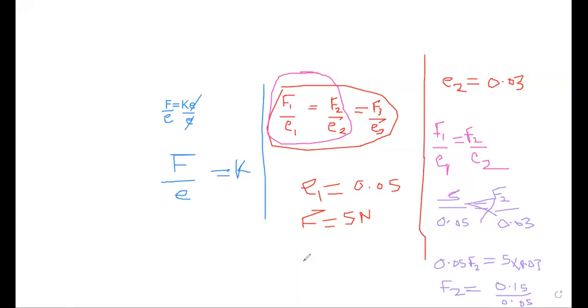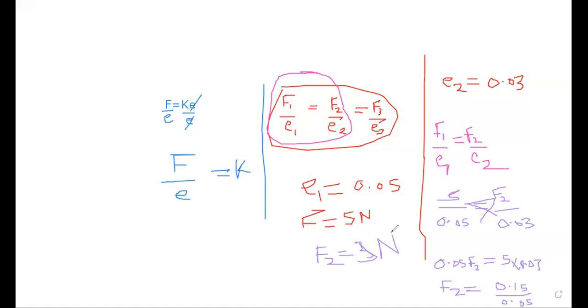Thank you, Jolene. Now I'm seeing someone in the chat asking me, where is the 0.03 coming from? I thought you people copied the questions properly. We had the question, it was one question, we copied it, and so our answer here, F2, the force that would cause an extension of 0.03, is 3 newtons.